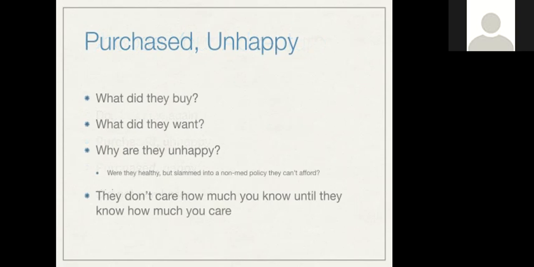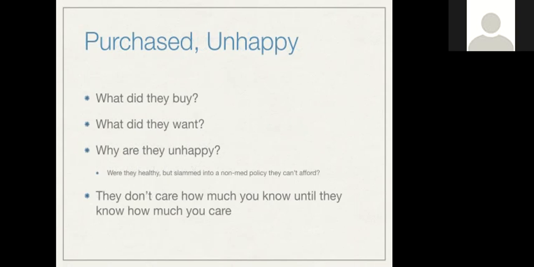So let's talk about those 2 where the client might have purchased something, either they were happy or unhappy with it. And we'll start with them being unhappy. If they purchased something and they were unhappy with it, what we want to know is what they bought, what they wanted to buy, and why they are unhappy with what they got. And knowing what they bought and what they wanted, there's probably going to be a little bit of a gap between those 2 things that tells us why they're unhappy with it.